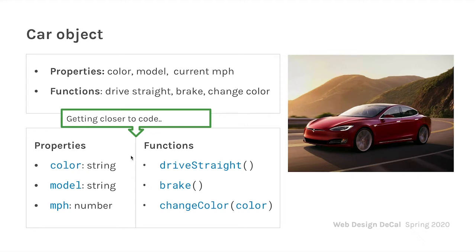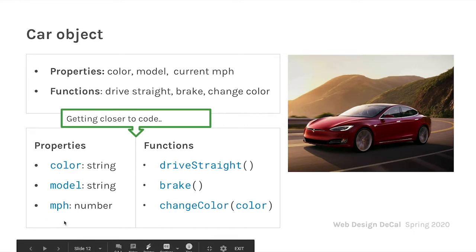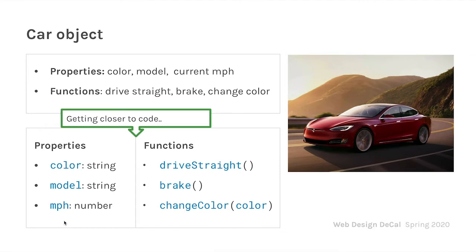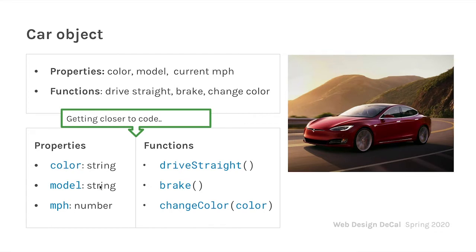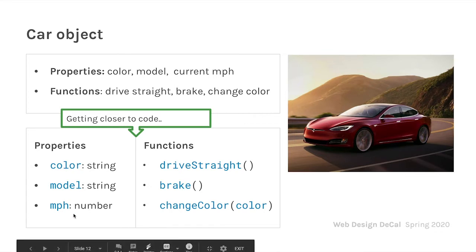So when I'm thinking about the color and model, I think that this is usually described with text. So these would be strings. And when I think about speed, miles per hour, this is usually a number. So I would think, okay, the properties of this car are this string called color, a string called model, and a number called MPH.